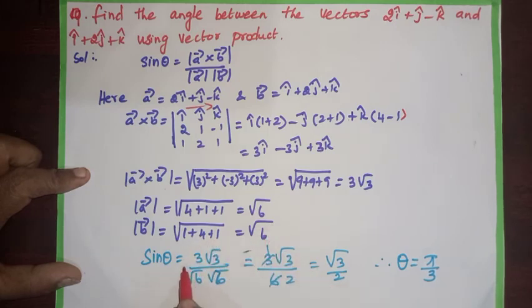Sin theta equal to magnitude of vector A cross vector B, that is 3 root 3, by magnitude of A which is root 6, magnitude of B which is root 6. Root 6 into root 6 is 6. So we are going to cancel by 3 table 1, 2, which is equal to root 3 by 2. So when we get theta value as root 3 by 2 in sin, that is theta equal to pi by 3.